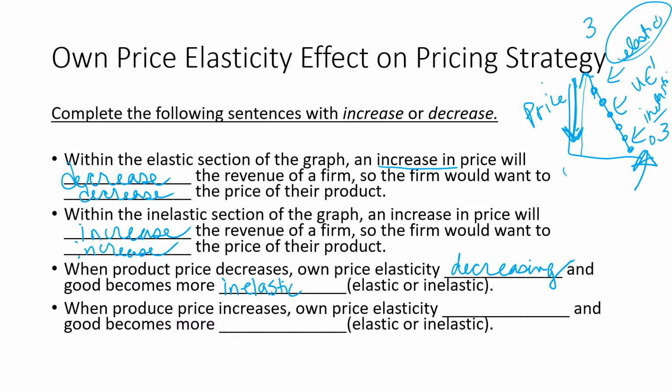And then when the product price increases, own price elasticity increases. Because as we go up, that increases and the good becomes more elastic. Okay, if some of that was unclear, I would go back and look at the previous slide and look at the chart, and as you look at the chart and the graph together.